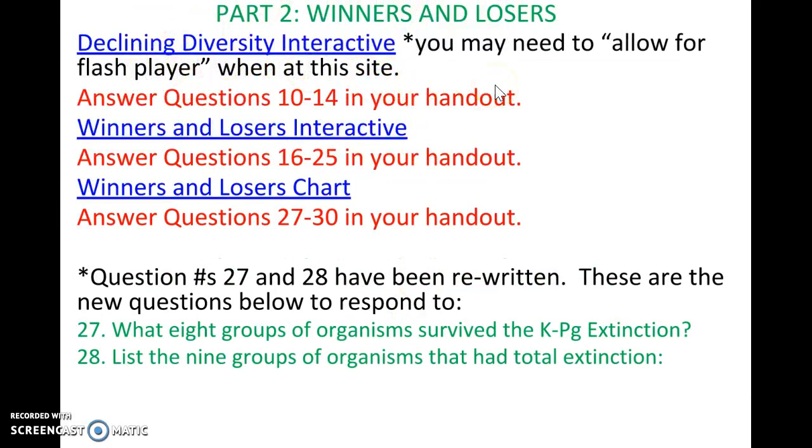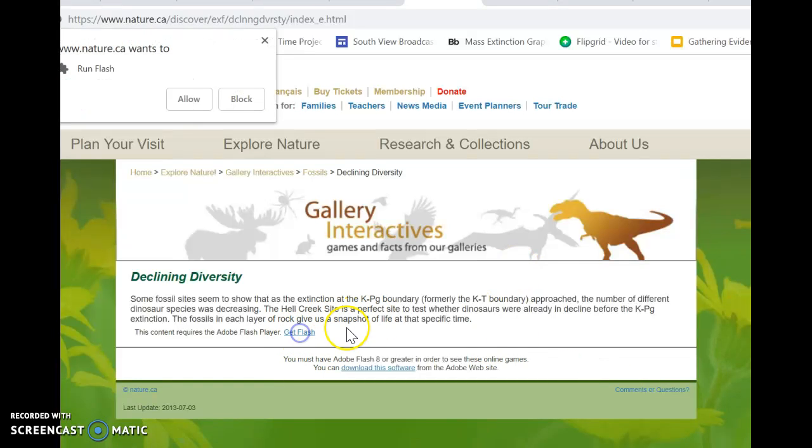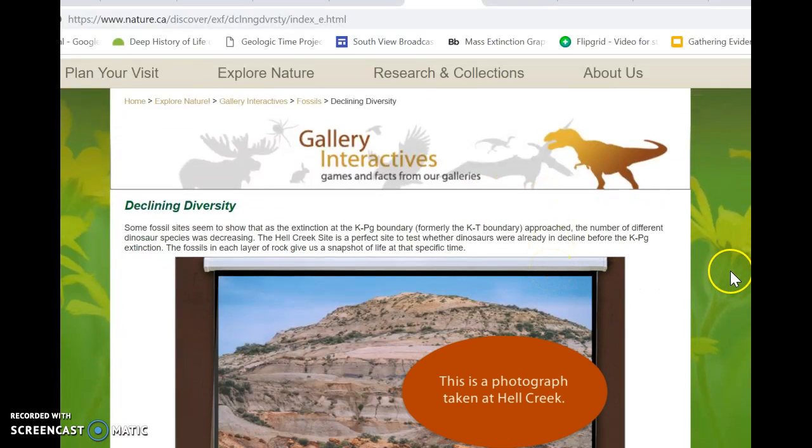All right, so that brings us to clicking on the Declining Diversity Interactive. It says you might need to allow for Flash Player here, and let's see what ends up happening. All right, so here it says get Flash Player, allow for that. Okay.